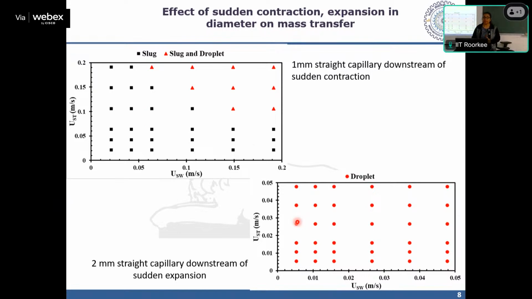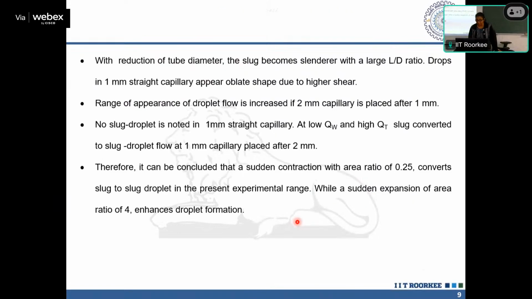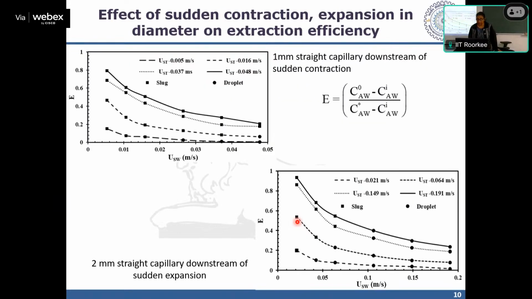So this happens in the hydrodynamics when we have changes in area. This is just a kind of observation we have discussed. Next thing is that in the last to last class, Professor Angeli mentioned that there are different parameters that you can measure to estimate the mass transfer. One of them is extraction efficiency. So we have estimated extraction efficiency.